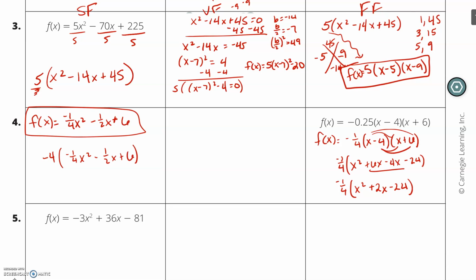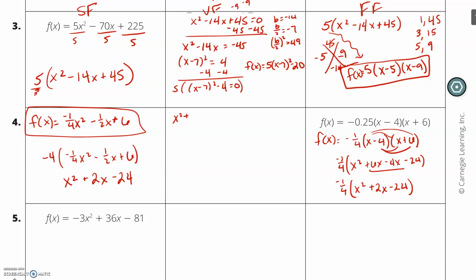And when I do that, I get positive x squared plus 2x minus 24. So as you can see, we're just redoing the factoring, or redoing the multiplication, if you will, from the factoring one. Okay, so now we can complete the square from this.